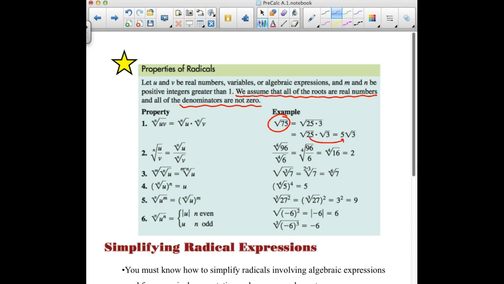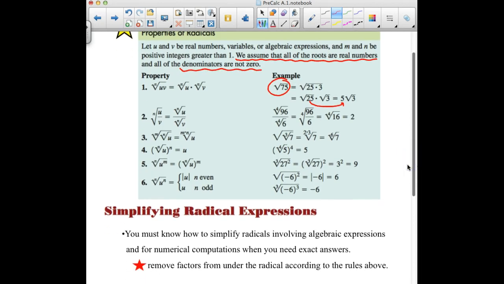So we end up with the simplified answer of 5 root 3. The same idea happens in example 2, only the difference is we are dividing instead of multiplying. We have an example, the fourth root of 96 divided by the fourth root of 6. Neither of those are perfect fourths, but if we put them together, we can divide the 96 by 6 first. We end up with 16, which does have a perfect fourth root of 2.